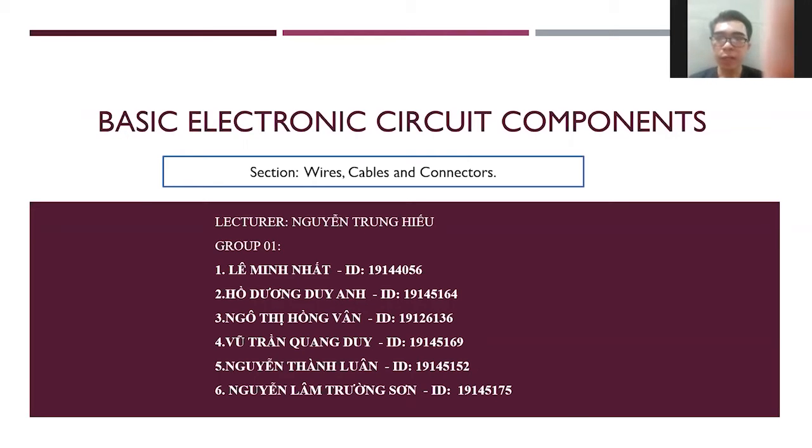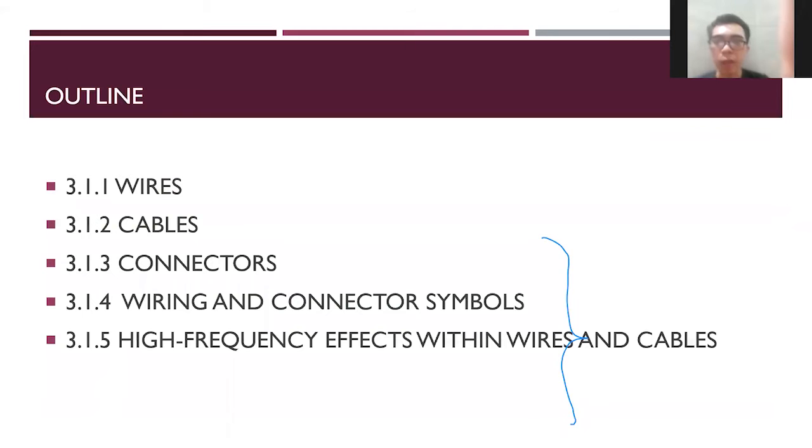As you can see on this screen, there are 6 members in our team, and our team will present 5 parts. The first is wires, and next is the cables, and next is the connectors. In the fourth part, we will consider the symbols of wiring and connectors. And the fifth is the high frequency effects within wires and cables.